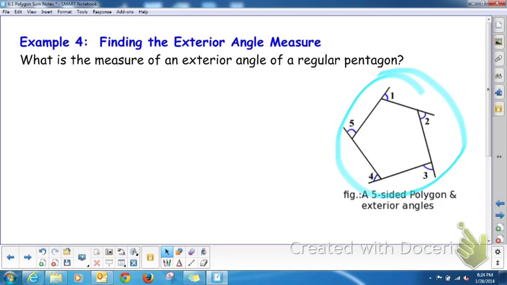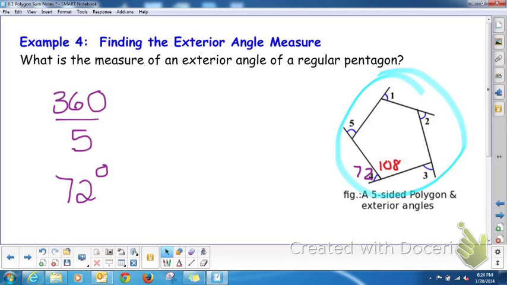So in order for us to find the measure of one of these, we need to say 360 divided by 5. So the measure of one of these angles is 72 degrees. All of these angles equal 72 degrees. We discovered earlier that each of the interior angles of a regular pentagon was 108 degrees. These are a linear pair. They form a straight line. 108 plus 72 is 180. That's going to be true of every pair.